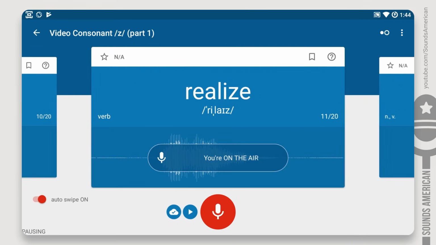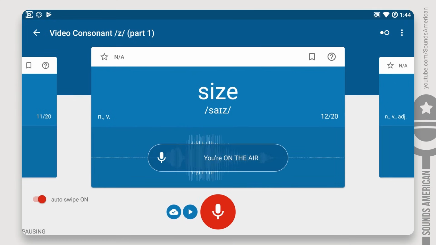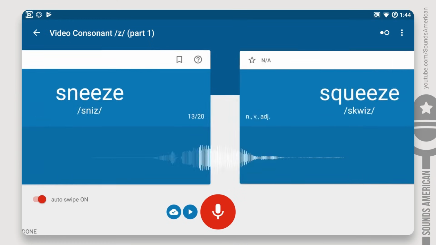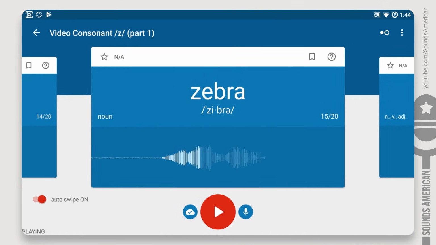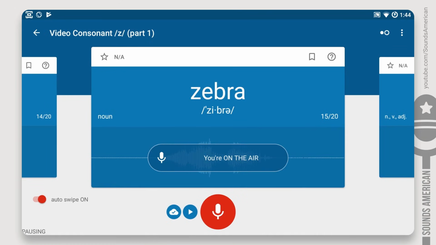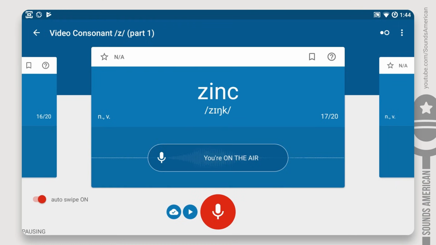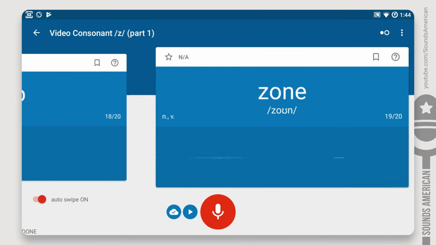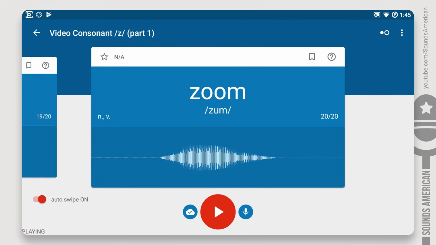realize, size, sneeze, squeeze, zebra, zero, zinc, zip, zone, zoom.